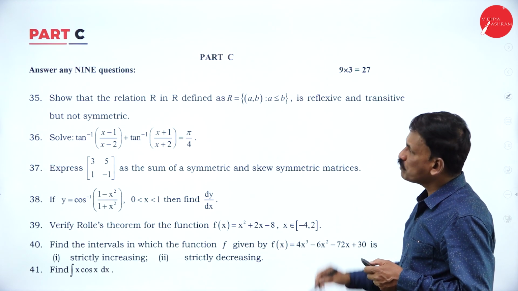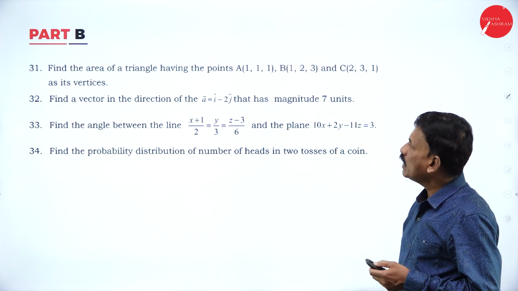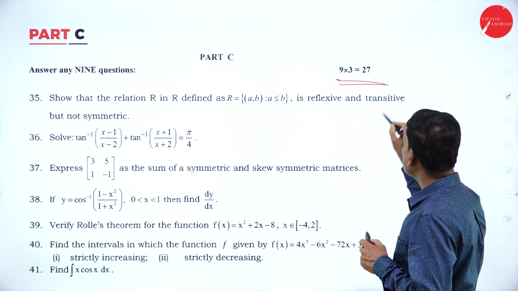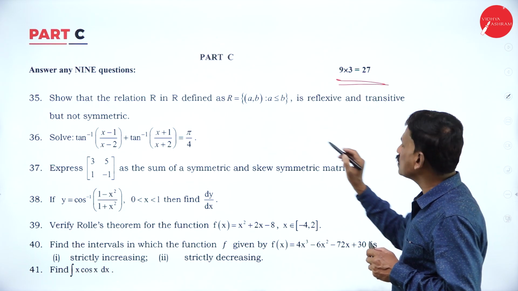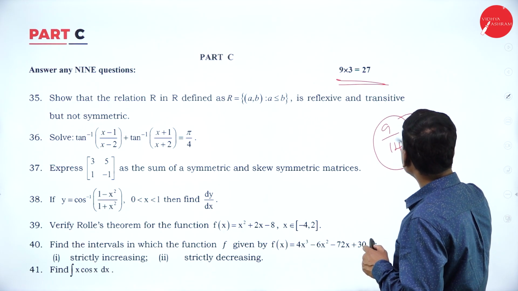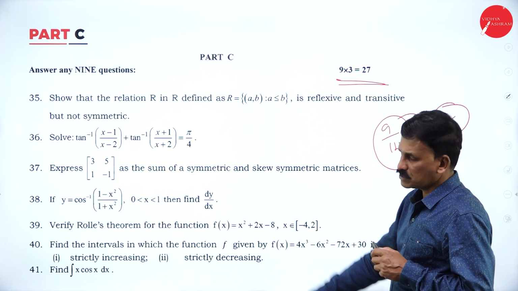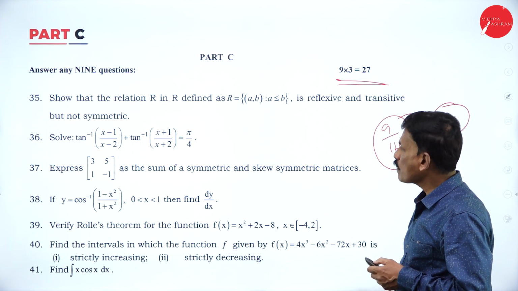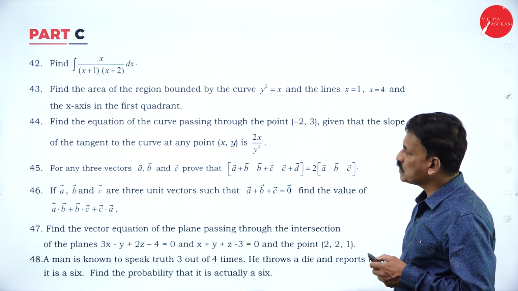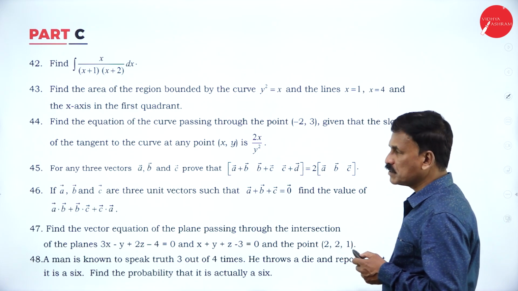Similarly, if you come to part C, this was part B, right? In part C, 14 questions are there. Each question carries 3 marks. How many questions are you going to answer? 9 questions, 9 out of 14. So 9 into 3 is nothing but 27 marks. So these are 3 marker questions. In part C, you will have 14 questions from all chapters, for 3 marks.